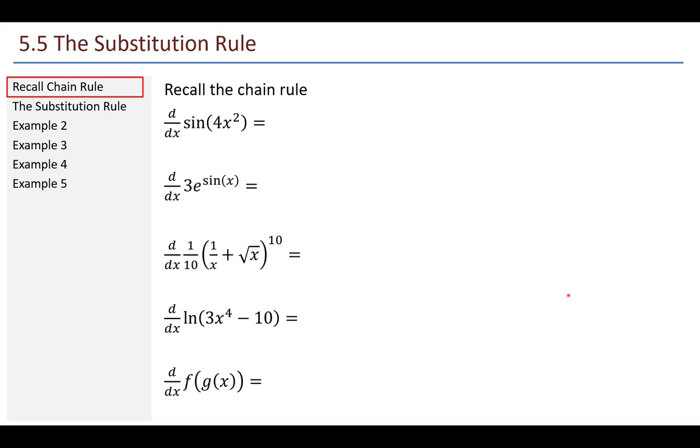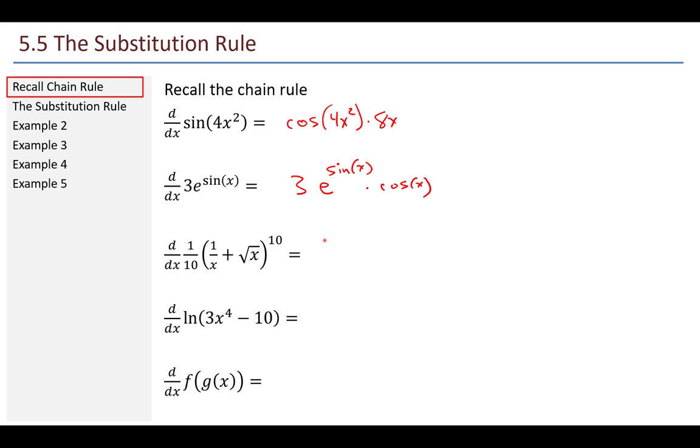So recall the chain rule. Let me do a few quick chain rule problems using derivatives. So the derivative of sine of 4x squared, I take the derivative of the outside, leave the inside unchanged, and then multiply times the derivative of the inside. How about 3 times e to the sine x? Well, constant multiple, so the 3 stays there. The derivative of e to the x is e to the x, so I take the derivative of e, the inside stays unchanged, and then multiply times the derivative of the inside, so it becomes cosine in that case.